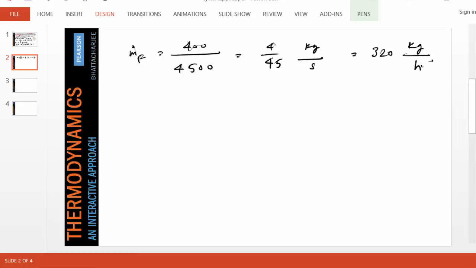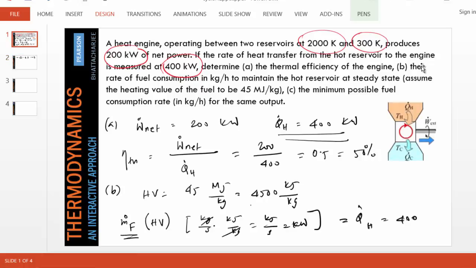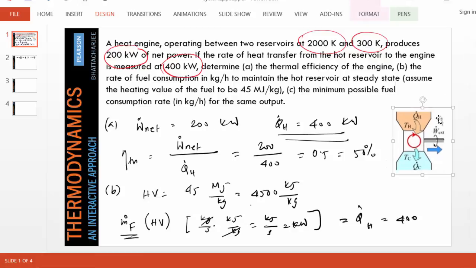The next part of the question is to find the minimum possible fuel consumption rate for the same output. So the net work would still be 200 kilowatt. The engine will still be producing 200 kilowatt, and we want to find what is the minimum fuel consumption.